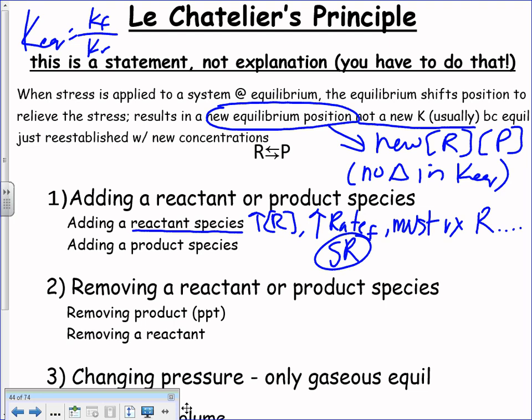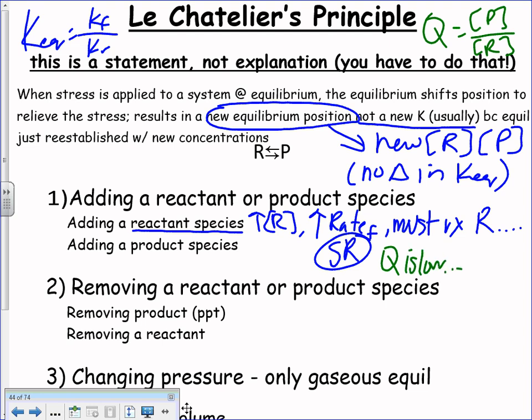Another kind of similar set of reasoning is, relate this back to Q. Q is set up the same way as K, as product concentration over reactant concentration. If I increase the reactants, what happens to the Q value? So remember, reactants are numerator or denominator in Q? Or in K? Denominator, right? So quick reminder, Q is just concentration of products over concentration of reactants. So if I increase the concentration of reactants, I'm increasing the denominator, so what happens to Q? Smaller. Okay, so Q is low.